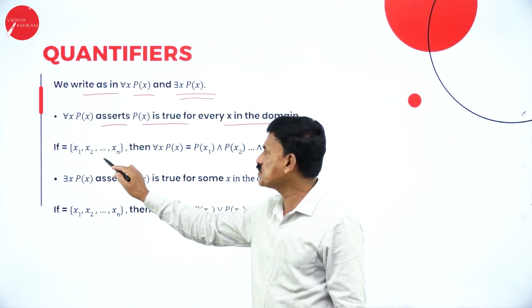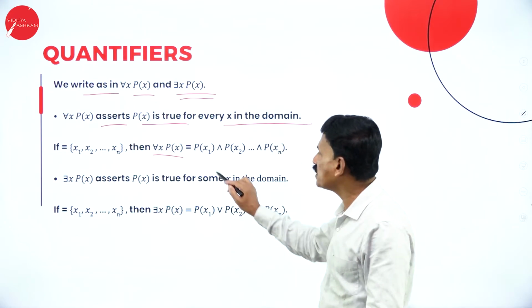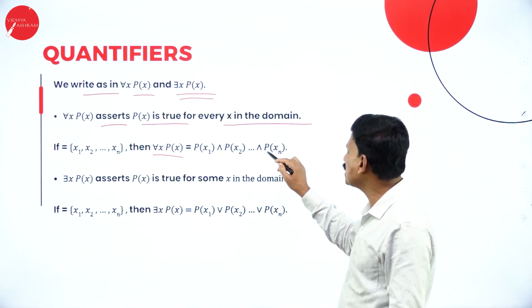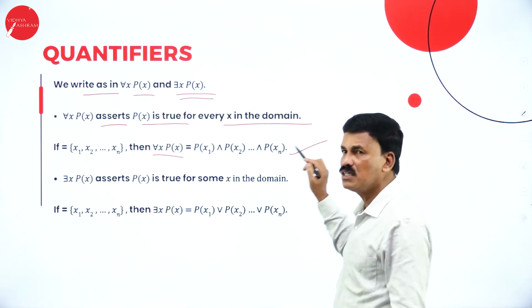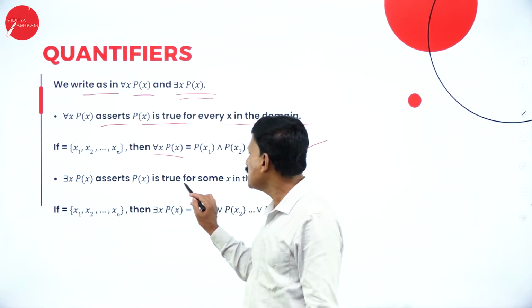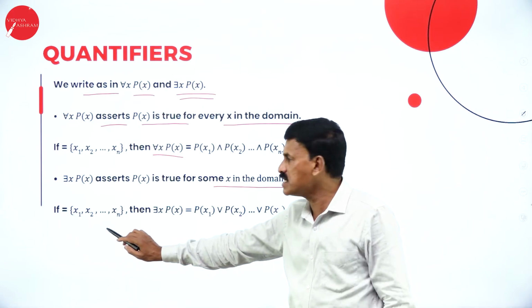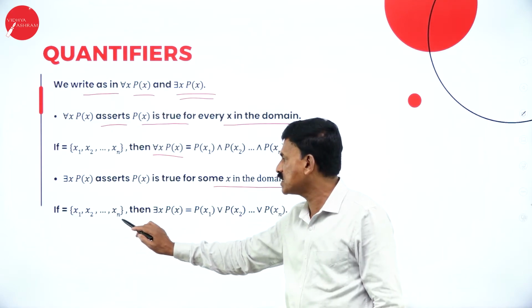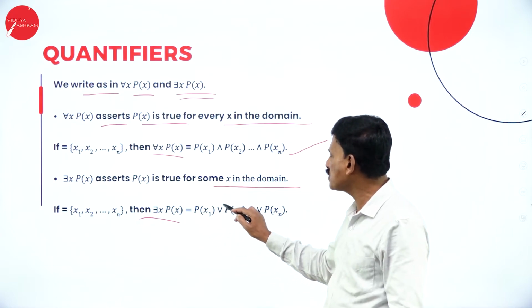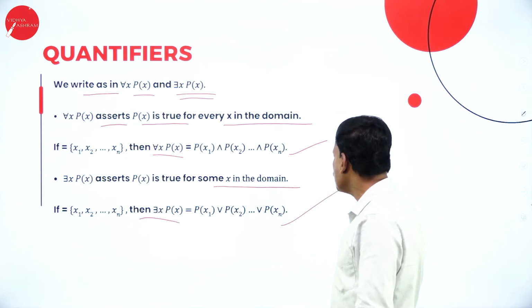Suppose the domain is x1, x2, ..., xn, then for all x, P of x can be written as P of x1 conjunction P of x2, etc., conjunction P of xn. Now, there exists x, P of x asserts P of x is true for some x in the domain. So, that is denoted as, if x is equal to x1, x2, etc., xn, then there exists x, P of x is equal to P of x1 disjunction P of x2, etc.